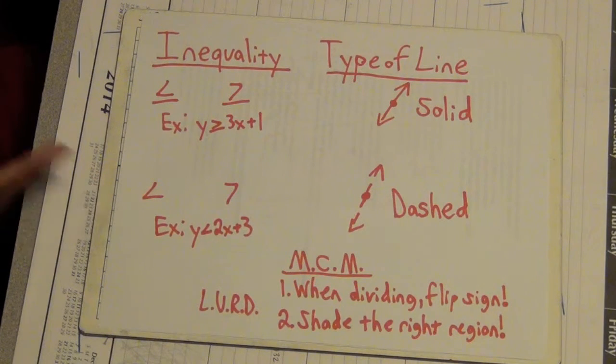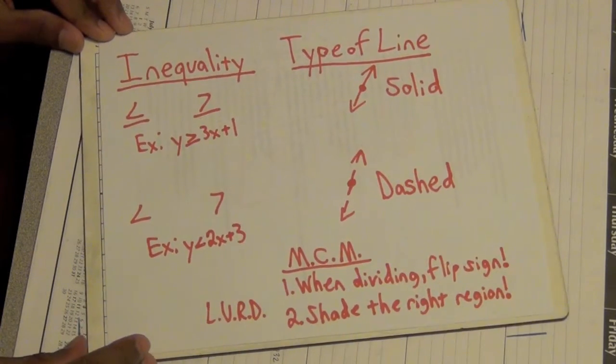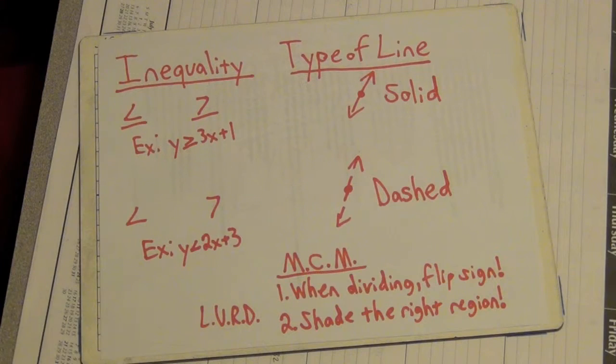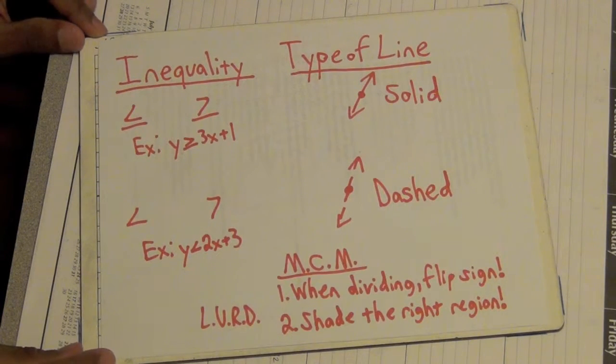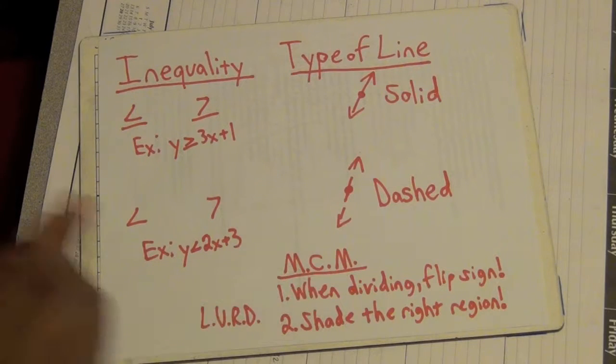Now, on another one, it's a greater than or less than sign that has no line under it. So it's just greater than or less than. For example, right here when it says y is less than 2x plus 3. Now that type of line, when there's no equal to possibility, it has to be dashed.